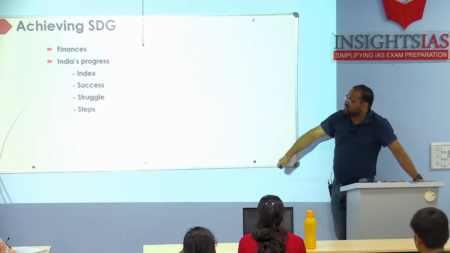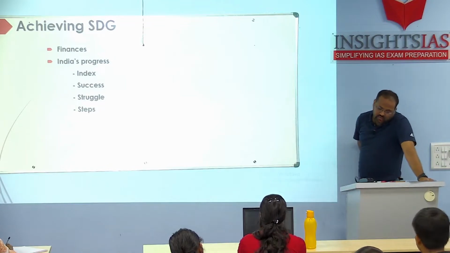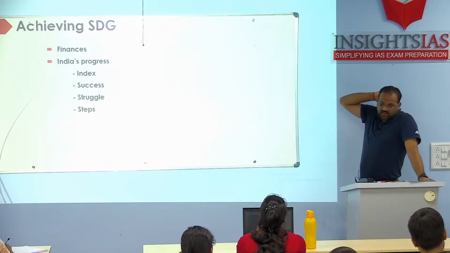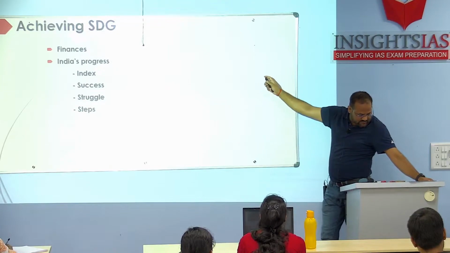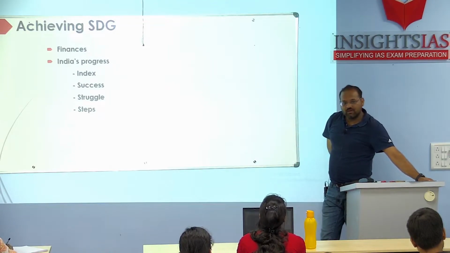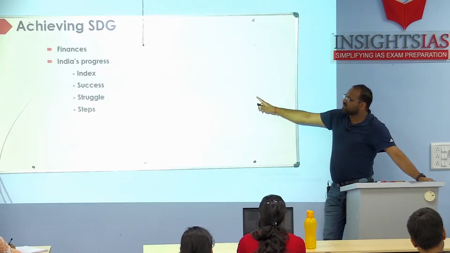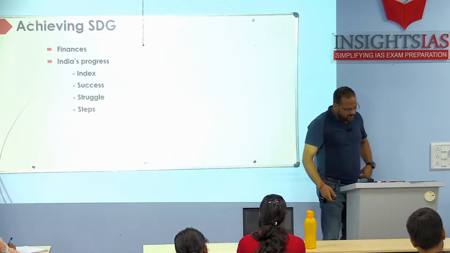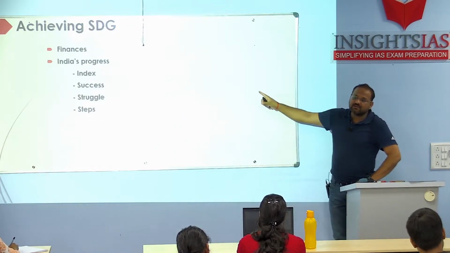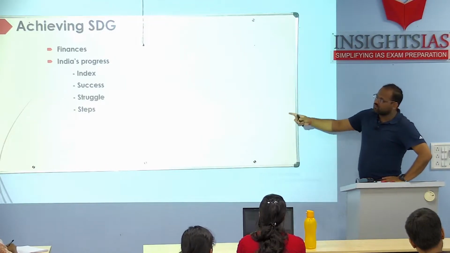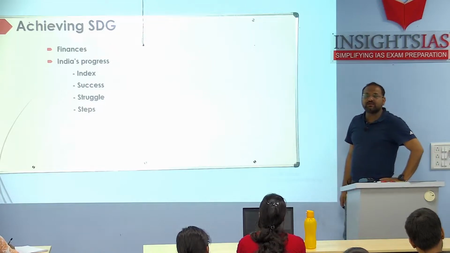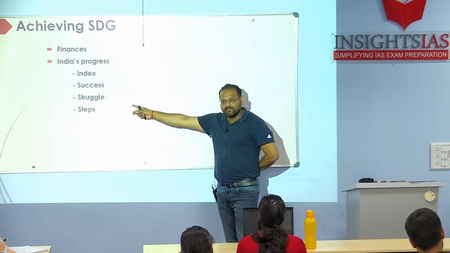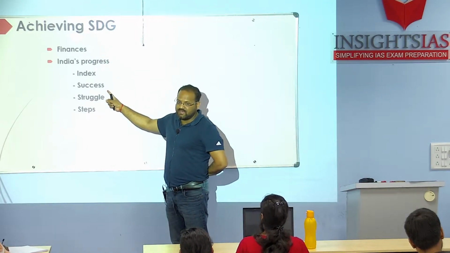Next is success. Success-wise, they are saying that India is doing very good with respect to SDG 10, which is reducing inequality, and also SDG 15, which is life on land. But the problem where they are struggling is SDG 5, which is reducing gender inequality, and SDG 11, which is sustainable cities. Okay. So India is struggling at 5 and 11, and doing well at 10 and 15.